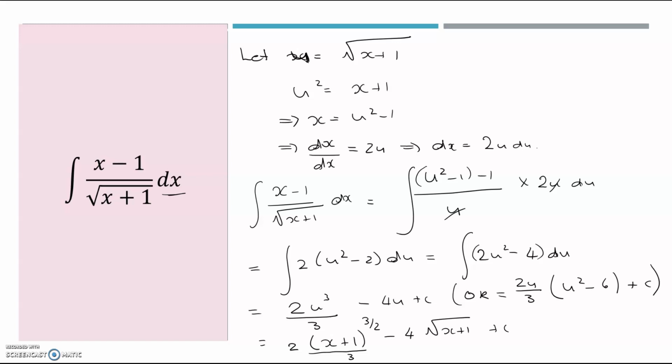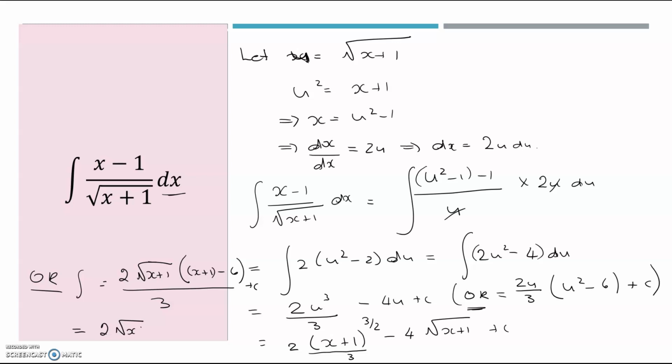Or if I was using the other way of writing it, I could have gone that the integral was equal to 2 times root x plus 1 times x plus 1 minus 6 all over 3, which tidied up gives us the same thing, 2 root x plus 1 x minus 5 over 3 plus c, which, believe it or not, is the same as what we've got over there.